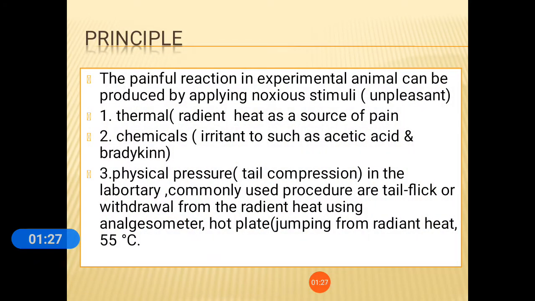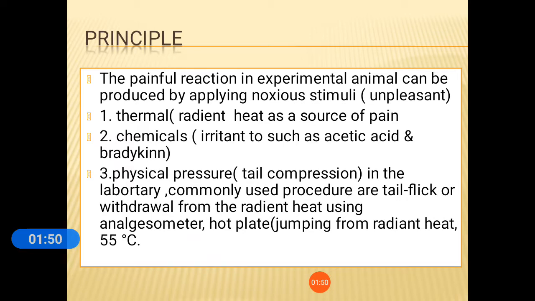So first, the principle of this study. Analgesia is defined as a state of reduced awareness of pain, and analgesics act by raising the threshold to painful stimuli. Commonly used analgesics are aspirin and paracetamol, which are non-narcotic drugs, and pentazocine as a narcotic drug.